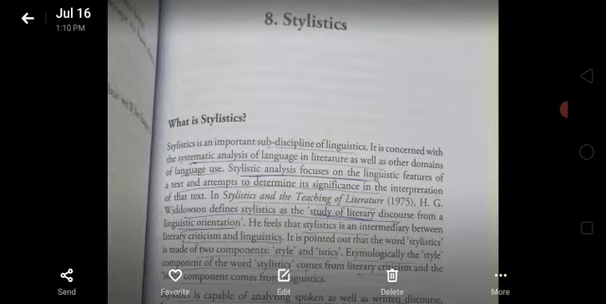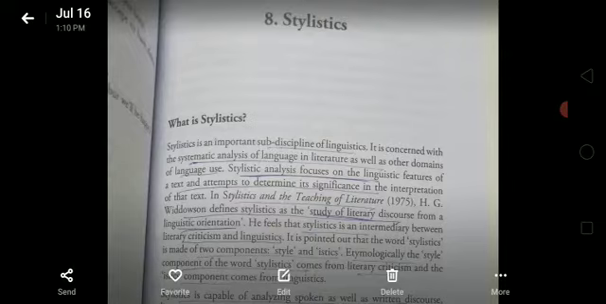Stylistics is an important sub-discipline of linguistics. Remember, stylistics is an important sub-discipline of linguistics. It is concerned with the systematic analysis of language in literature as well as other domains of language use. So it also includes other language use too.